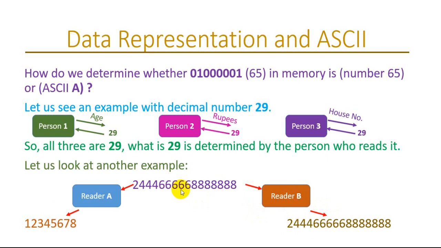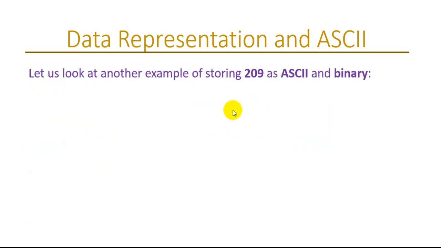What I'm trying to show you is that even in our life, we are doing that. The same thing the computer is going to do. This 65, it will read it as ASCII or as a number. It's the reading purpose, right? But what is written in here is the same thing.